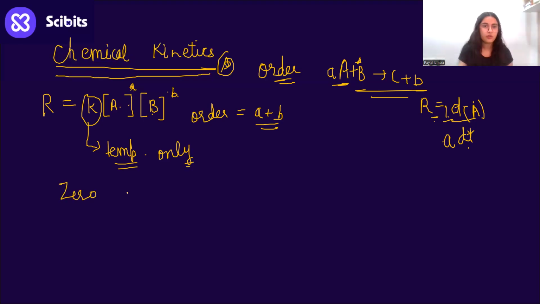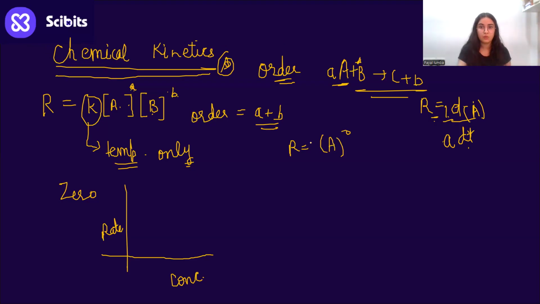Okay. For a zero order reaction, what happens is, this is the concentration of the reactant and this is the rate. No matter what, rate is equal to A to the power 0. No matter how much you increase the concentration, the rate is going to be the same. So this will be the graph.